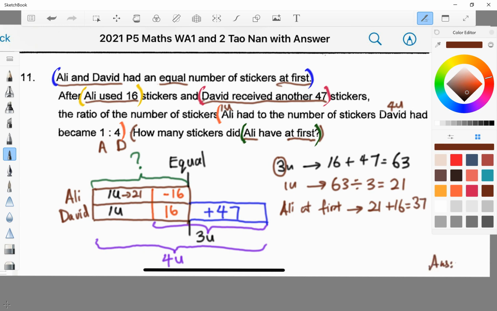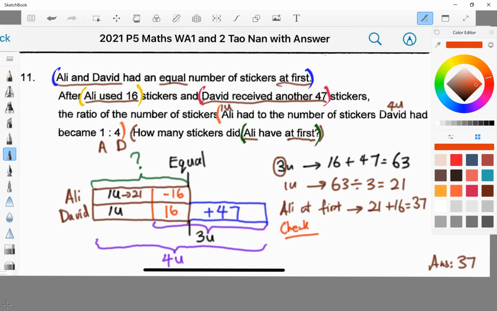So we are also concerned about checking our answer. So now I'll show everyone how I will do the checking. And as a reminder, we do not work backwards. We try to use another way to get our answer, to prove that Ali indeed had 37 stickers at first. So this is our checking phase. So to check, I will make use of David.